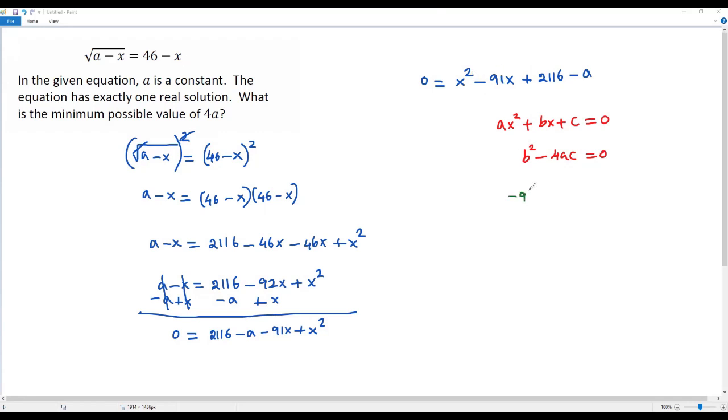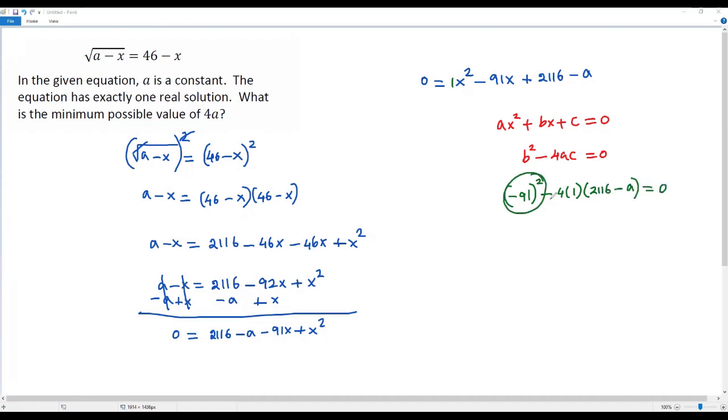Now let me plug in this minus 91 for b. Then we get minus 91 the whole squared, minus 4 times a, and a is the coefficient of x squared. Here the coefficient of x squared is 1. Let's plug in 1 for a. And c is the constant term. Here the constant term is 2116 minus a. Let's plug in this for c. Then we get 2116 minus a equals 0.